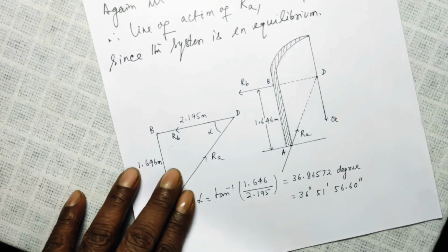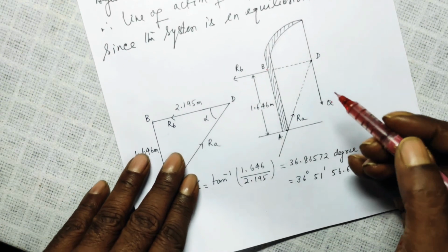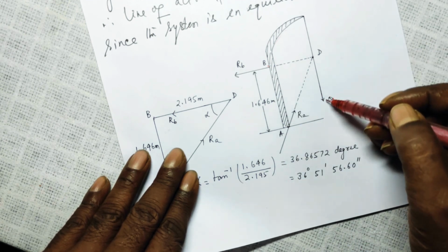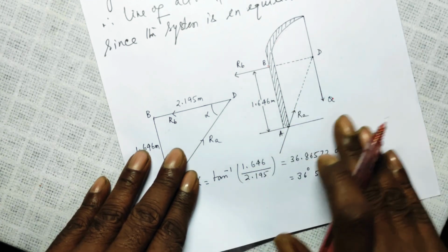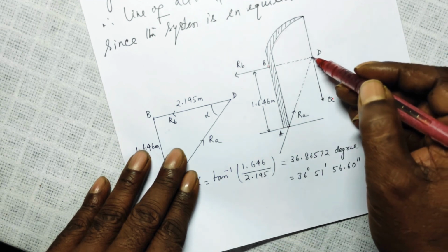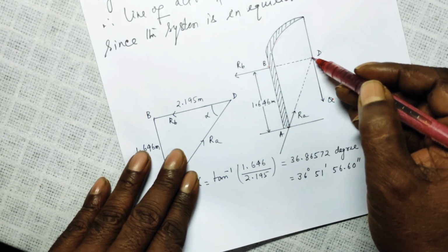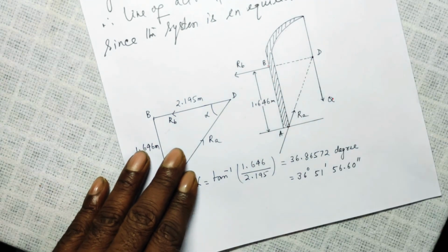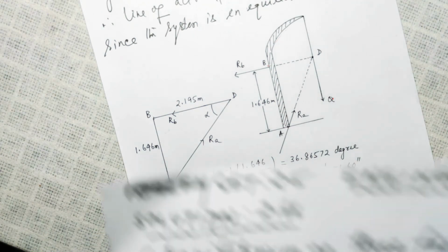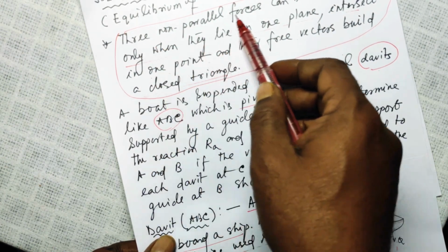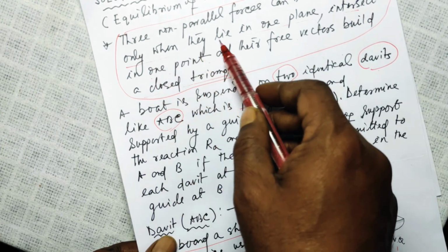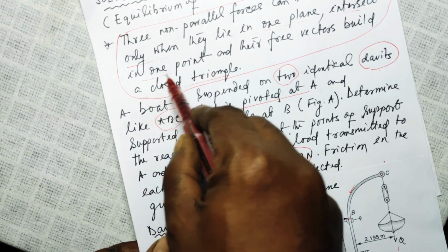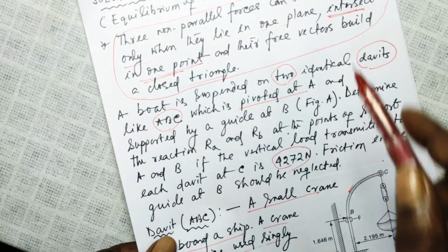Then only RB, RA, and Q lie in one plane, and there is a common point of intersection, right? If RA is to this side, then the point of intersection will not be common. That is what I explained in the beginning. Three non-parallel forces can be in equilibrium only when they lie in one plane and intersect in one point. That is to be understood.